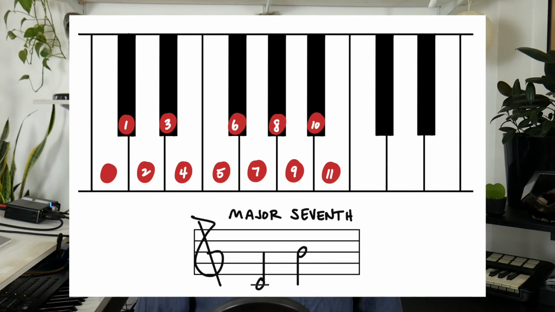And finally, we have the interval formed from C to B, or do to ti, and the seventh formed here contains 11 half steps. That's just 1 step shy of the complete octave. We give this interval the name major seventh. Take a listen now.